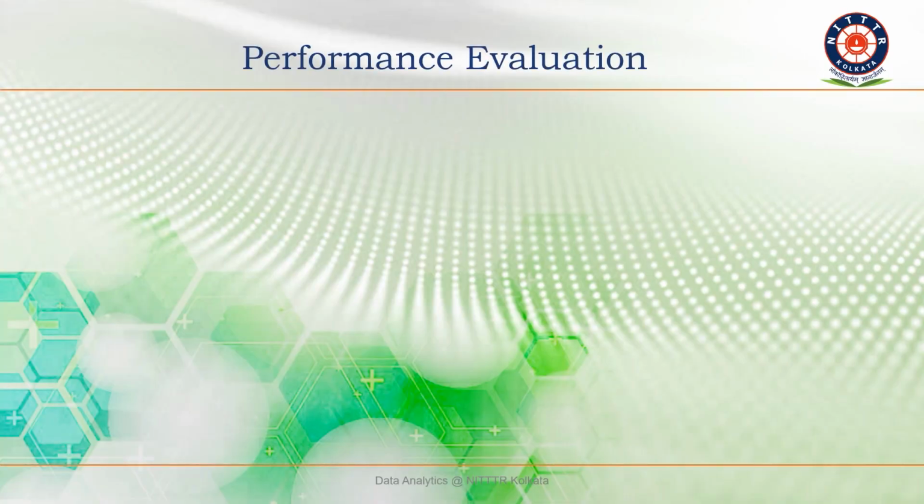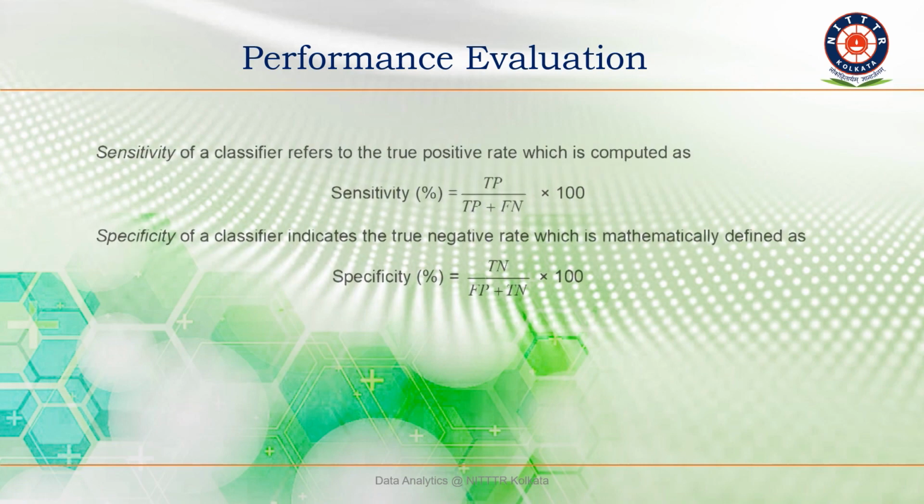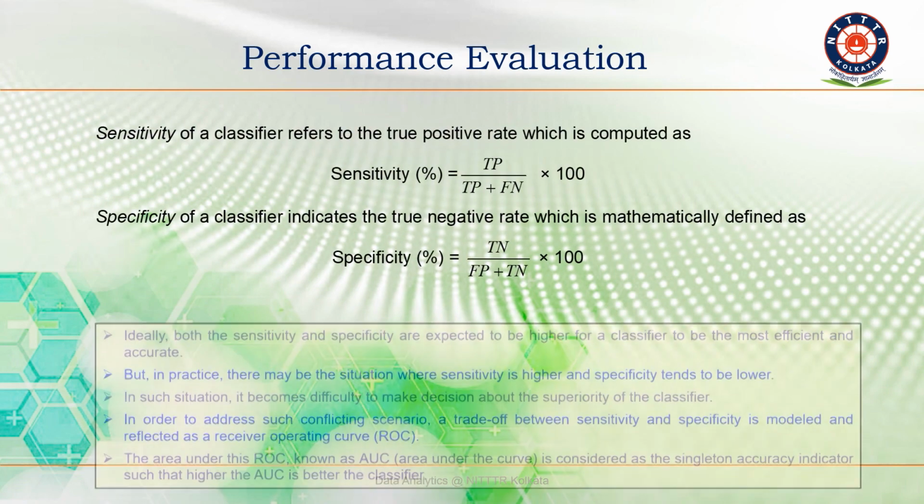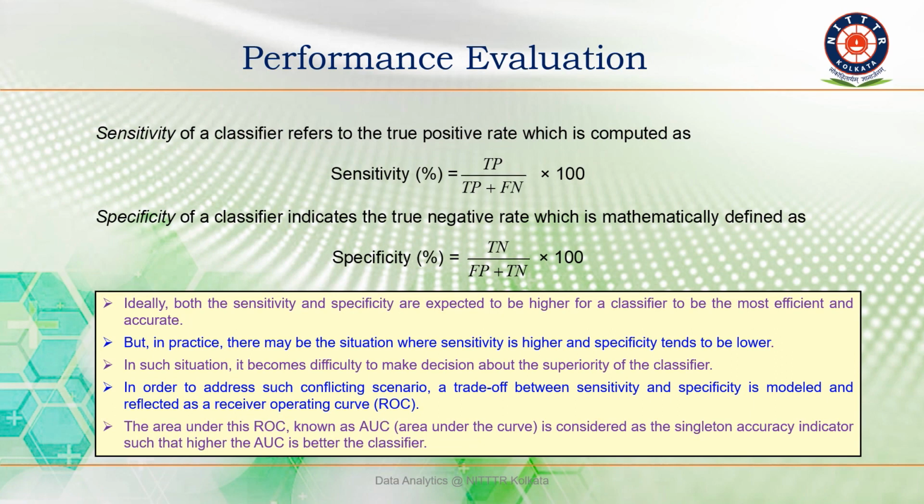So, based on these values we can compute the sensitivity and specificity of a model. Sensitivity indicates the true positive rate and specificity indicates the true negative rate. Ideally, both sensitivity and specificity are expected to be high for a classifier to be the most efficient and accurate, but in practice there may be situations where sensitivity is higher and specificity tends to be lower. In this situation, it becomes very difficult to make a decision about the superiority of the classifier.